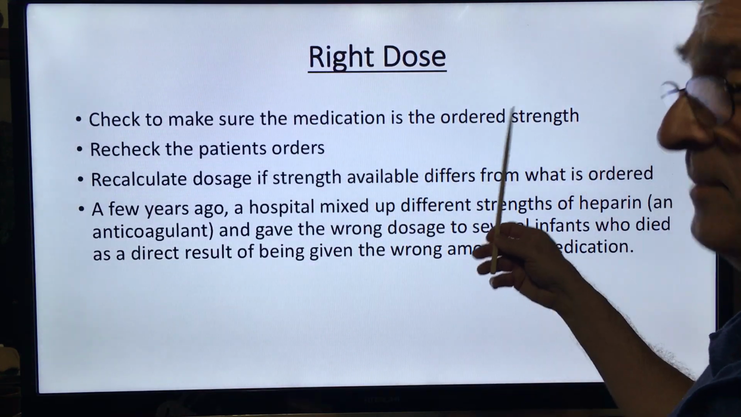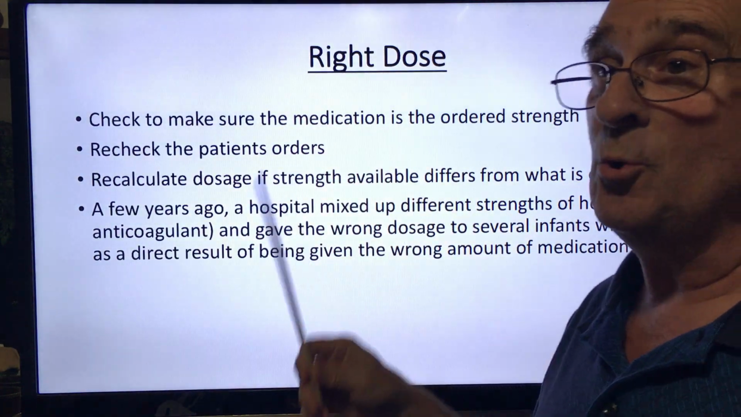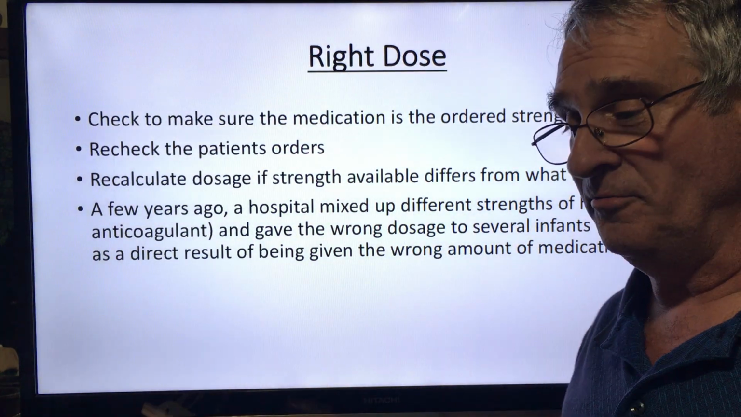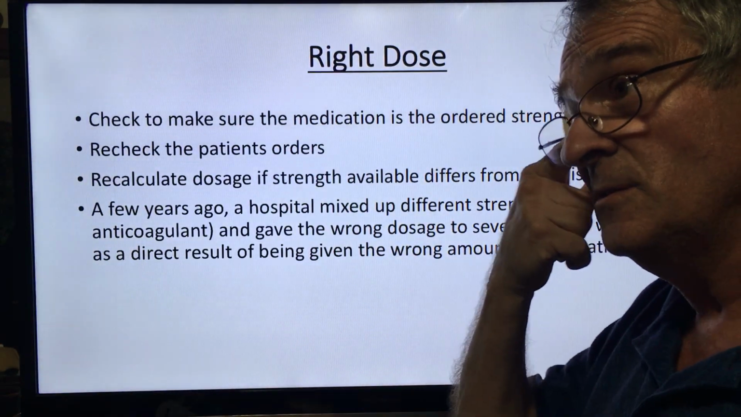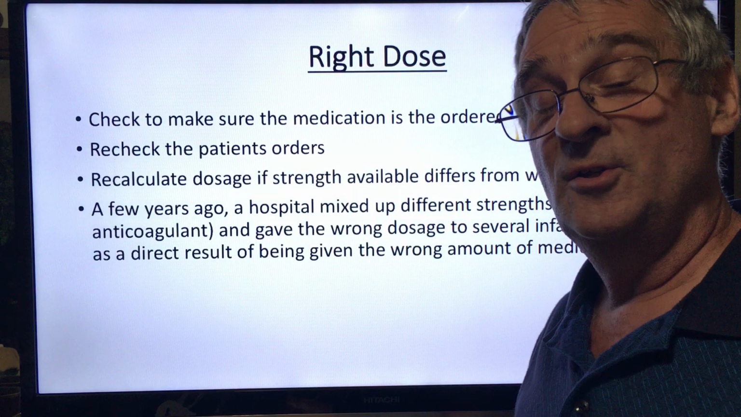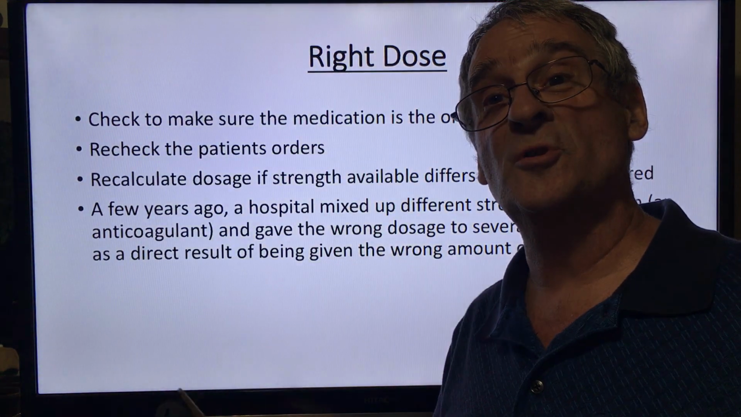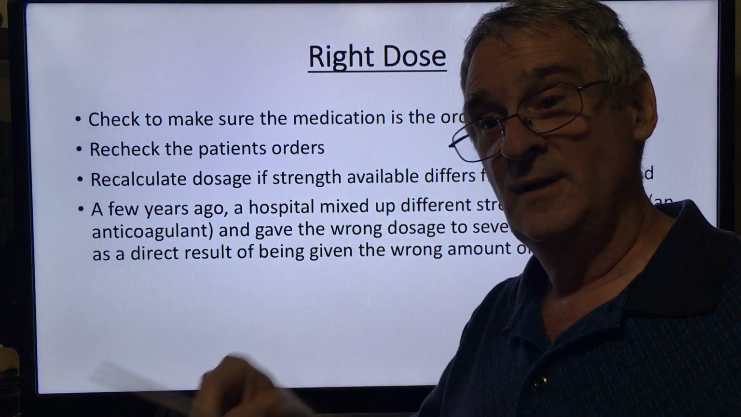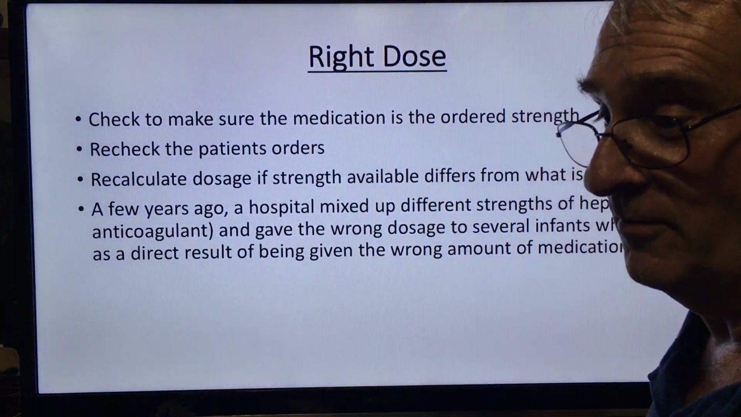So we want to make sure that the medication is what was ordered. And if it's not the ordered strength, we need to do a calculation to figure out how much of it we will give based on what we do have. And that's not uncommon. You have one strength of a drug in your office, but the doctor orders another strength. You may have to modify your drug dosage to make sure that you're getting the correct amount.